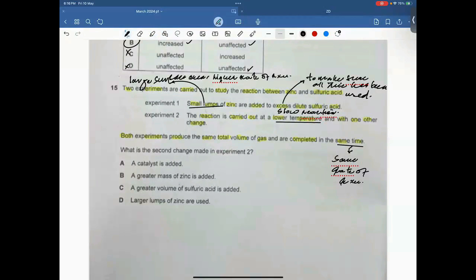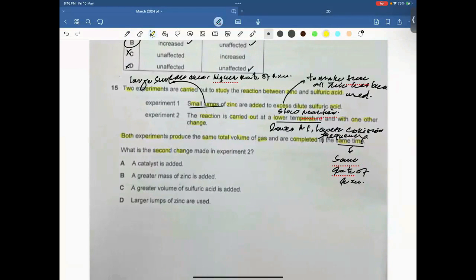Okay. And if temperature is lower, reaction is slower. Why is the reaction slower? Because of lower kinetic energy and lower collision frequency. Okay. So what is the second change made in experiment 2?